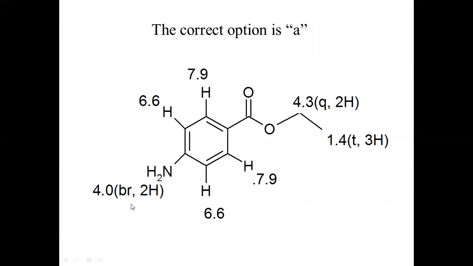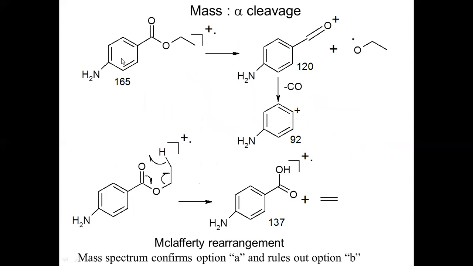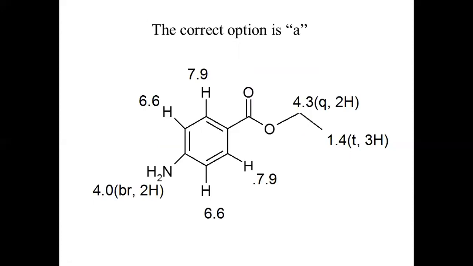Here, this point I wanted to highlight. Whenever you have a broad one, it signifies that it can be NH2, because the I value of N is 1. Moreover, if you had seen the question, it was given as D2O exchangeable. Whenever you have OH or NH2, it exchanges with deuterium and you don't get a peak for that. Even if you got a peak for it, they wouldn't have done it in D2O. If they had done it in D2O, you wouldn't have observed this peak.